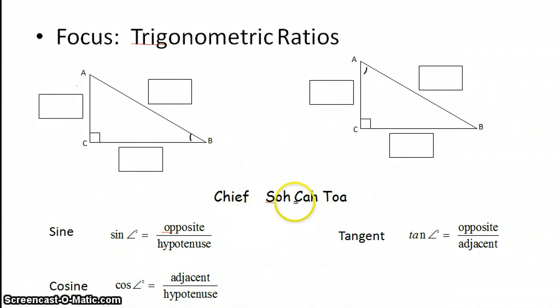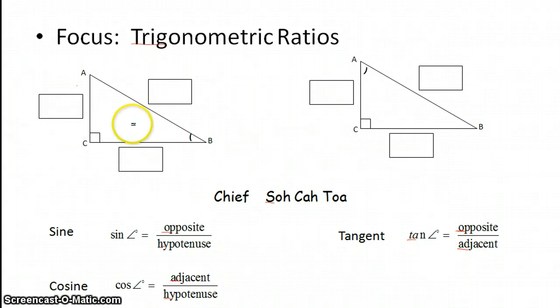The capital C in the SOHCAHTOA refers to the cosine, which is written as COS. Cosine of your angle will be its adjacent side over the hypotenuse. And the last one, the T in Chief SOHCAHTOA refers to the tangent, and it will be written as TAN. Tangent of your angle will be the side opposite the angle over the side that is adjacent to the angle.